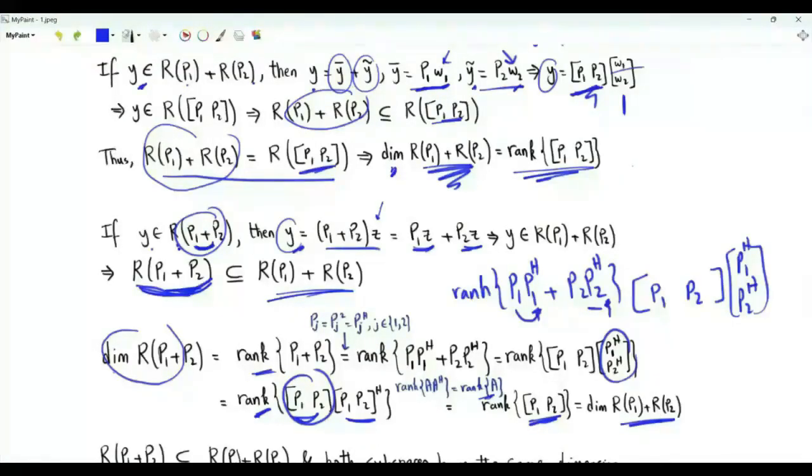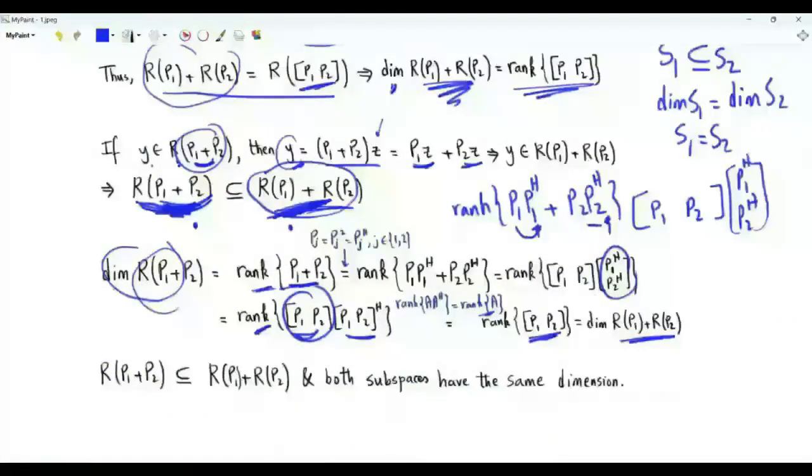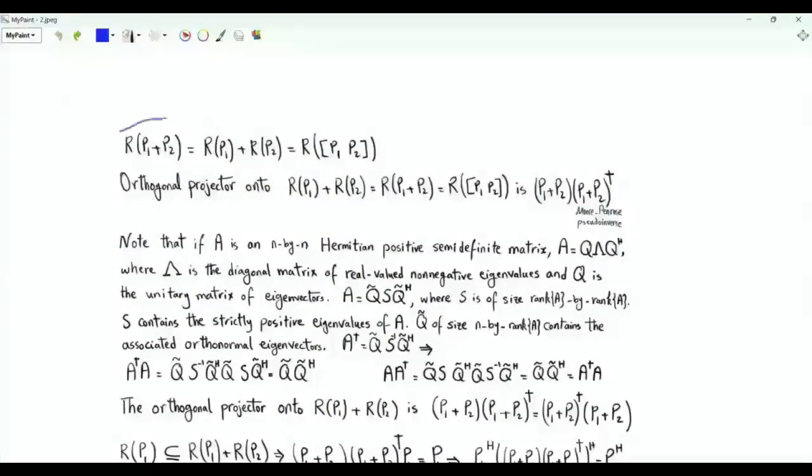Consider a vector space V and two subspaces S1 and S2. If S1 is a subset of S2, and the dimension of S1 is equal to the dimension of S2, then S1 is S2. We have the same situation here. The range of P1 plus P2 is a subset of this subspace. We have just proved that the dimension of this subspace, which is the rank of P1 plus P2, is the dimension of this subspace. These two subspaces are the same. This is the main conclusion we got on the first page.